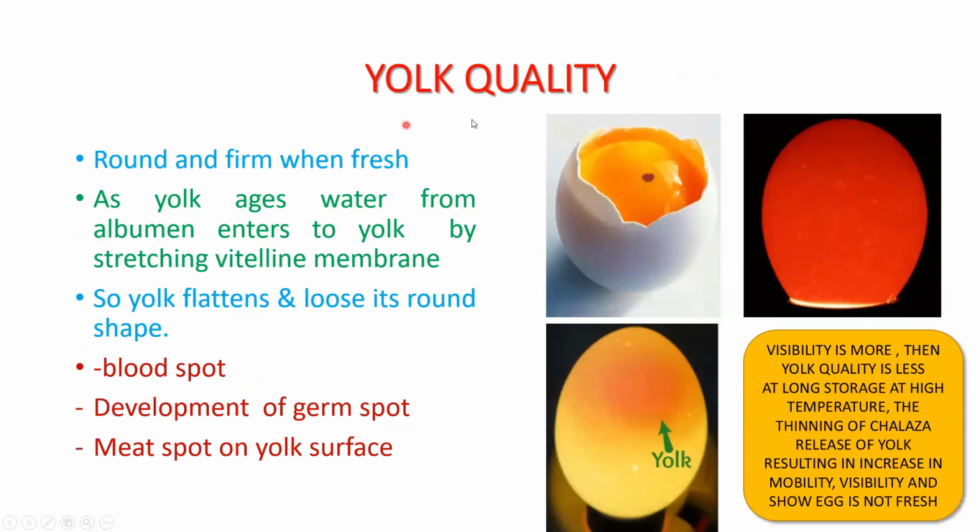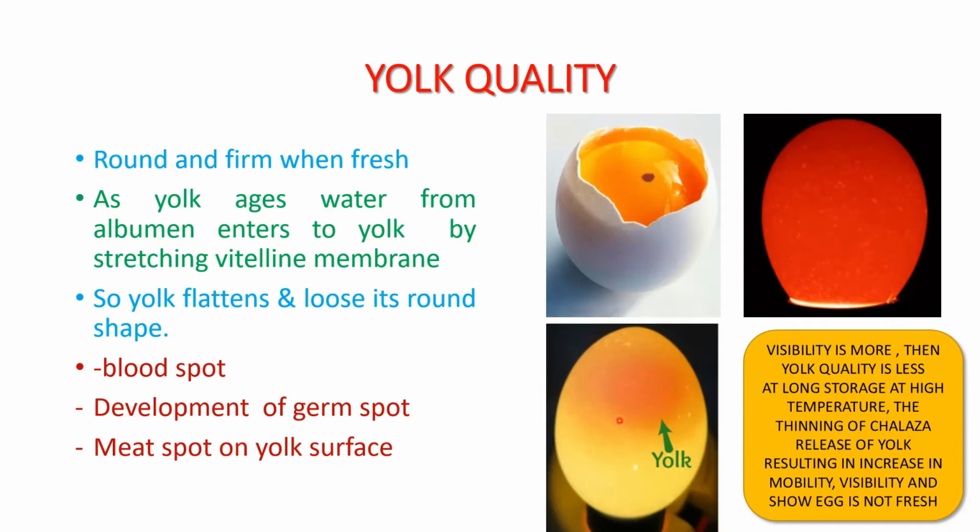Then coming to the yolk quality, the yolk is generally round and firm when fresh. As the egg ages, as I already talked about, the water will start entering from the albumin to the yolk because of the difference in the osmotic pressure. This is albumin. From here it will be entering the yolk. So it will be expanding the vitelline membrane, and in the final stage, sometimes the vitelline membrane will break. So the yolk will become flattened.